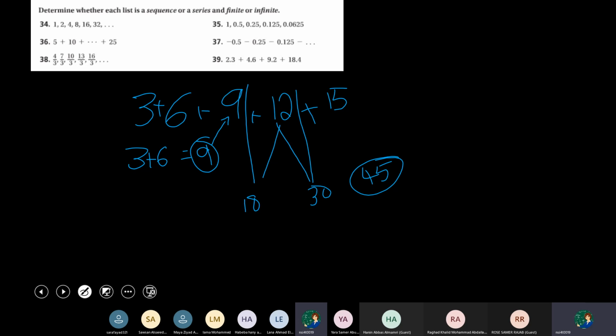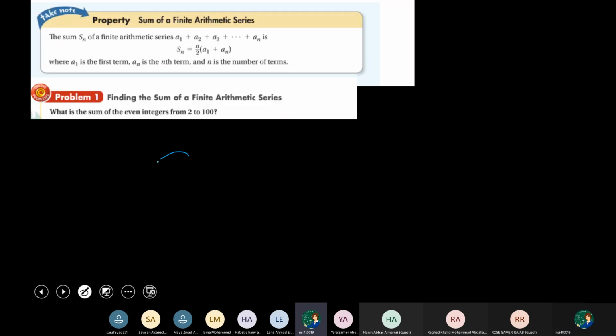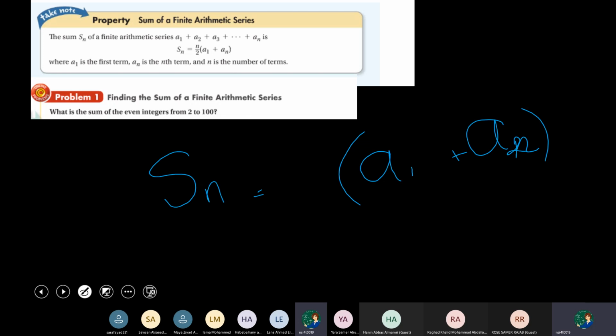What if I have 100 terms? Can I add all of them? No. So I need a formula to help me find the summation. This formula for the summation of any number of terms is the first term plus the last term, multiplied by the number of the terms, divided by 2.